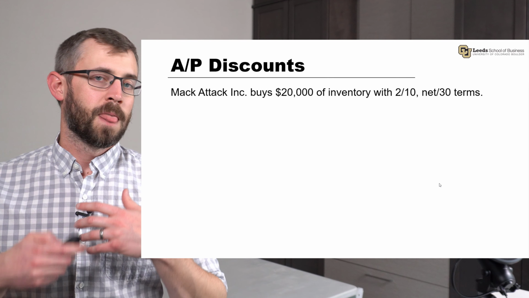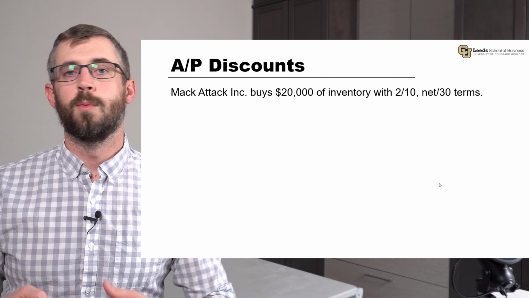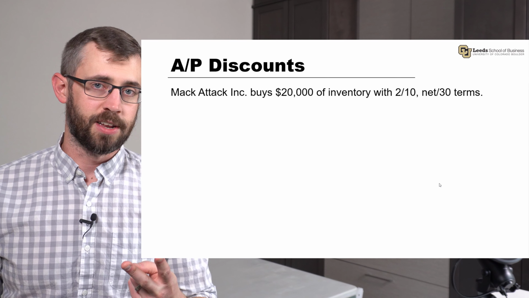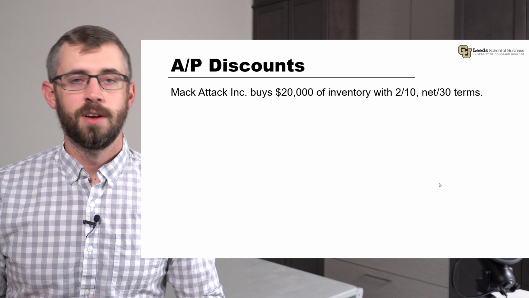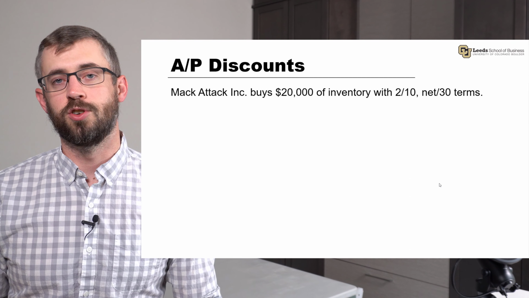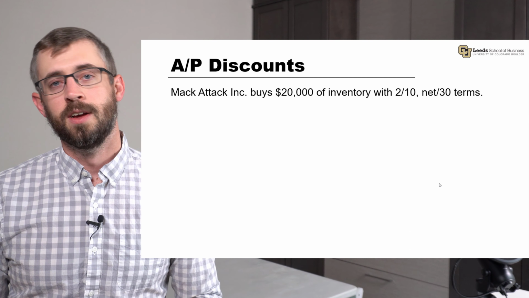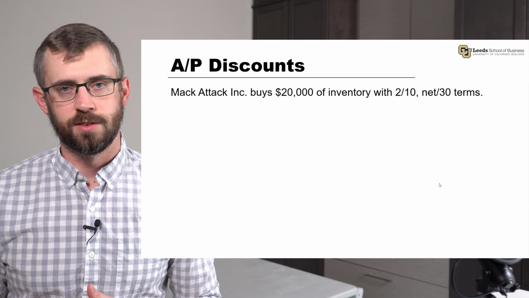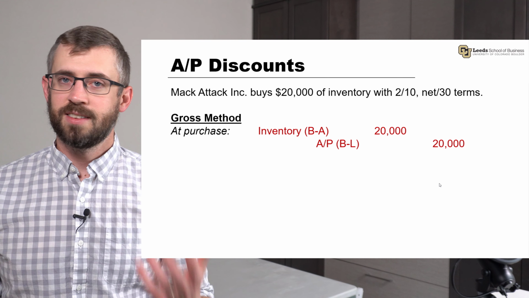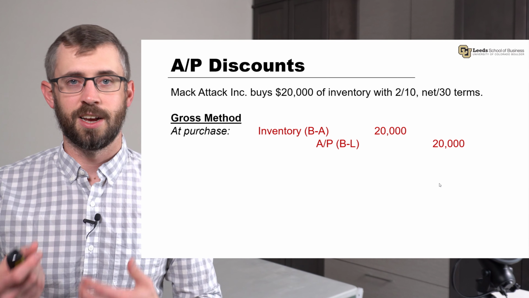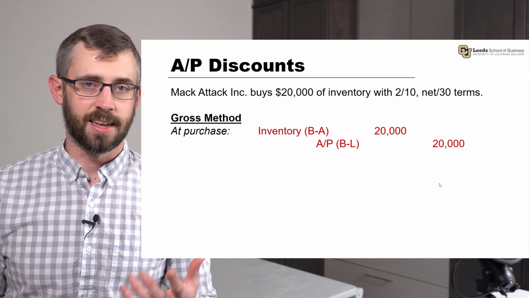And so just like accounts receivable, we are going to deal with two accounting options. We have the gross method, where we assume we will not take the discount. And we have the net method, where we assume that we will take the discount. And so just to see what the journal entries look like here and how closely it mirrors accounts receivable, let's say Macattack uses the gross method and they're going to assume that they do not take the discount.